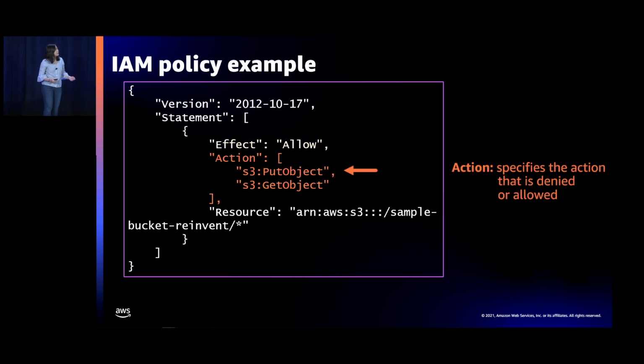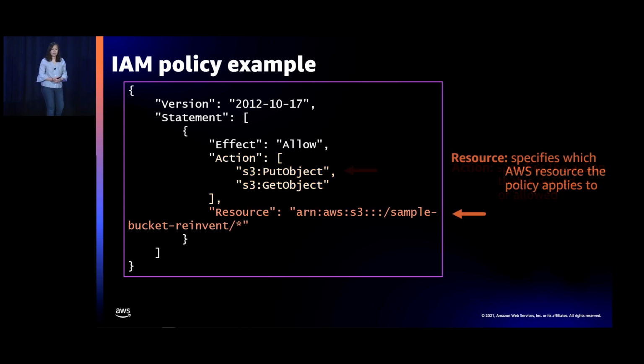The second element, the action statement, specifies the actions that are being denied or allowed. And the third element, the resource statement, specifies the AWS resource that this policy applies to. So that's all you need for an IAM policy. And again, this IAM policy effectively allows an IAM user or IAM role where this policy is attached to put and get objects to the bucket called sample bucket reinvent.